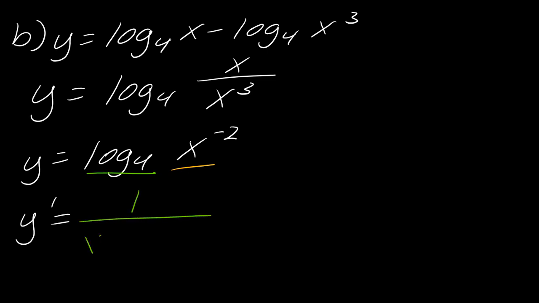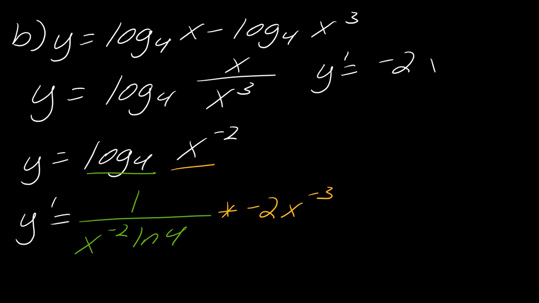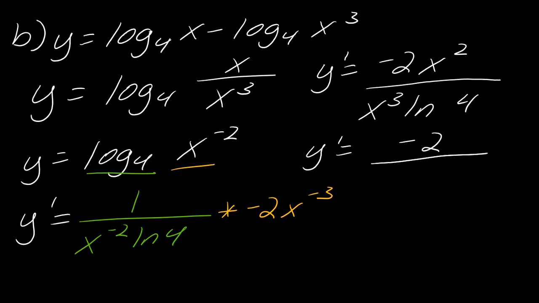So this will become 1 over x to the negative second times the natural log of 4, so there's the derivative of my outer function, times the derivative of my inner function, so that'll be negative 2 times x to the negative third. Okay, so now we do want to simplify this a little bit more. So just playing around with some of my exponents here, so that x to the negative second can come on top, and then that x to the negative third can go to the bottom like this. And then I can simplify one more time. So this becomes negative 2 over x times the natural log of 4, because you can simplify these here.